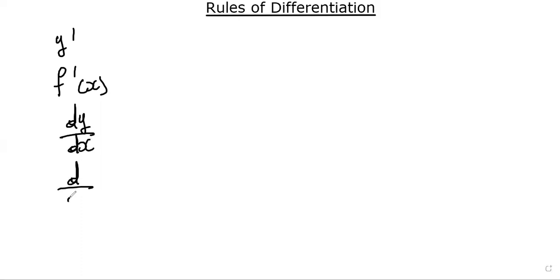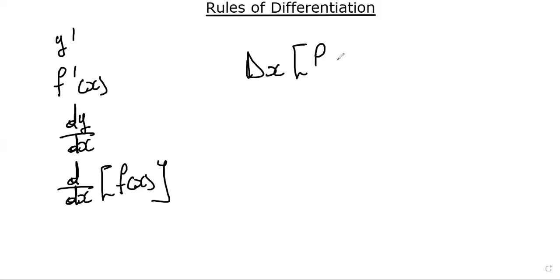So we can have y prime, we can have f prime of x, we can have the derivative of y with respect to x. We can also have the derivative with respect to x of a certain function f of x. And we can also have the derivative of a function f of x.